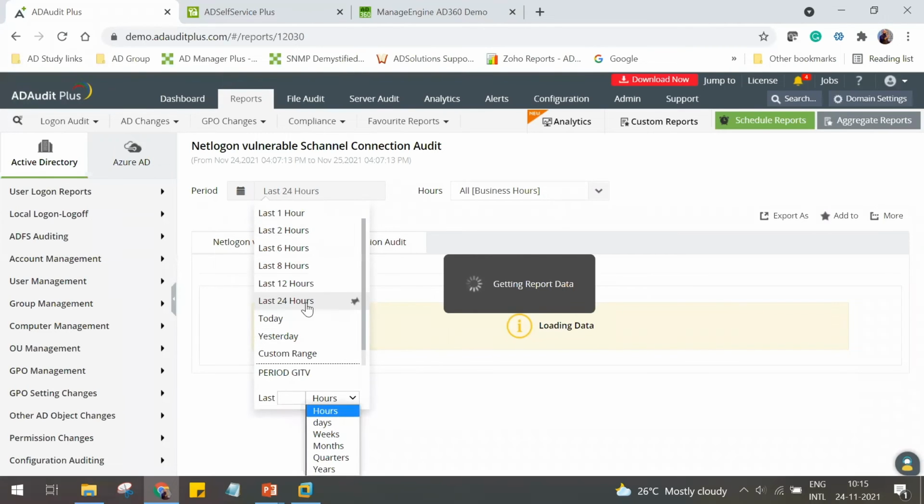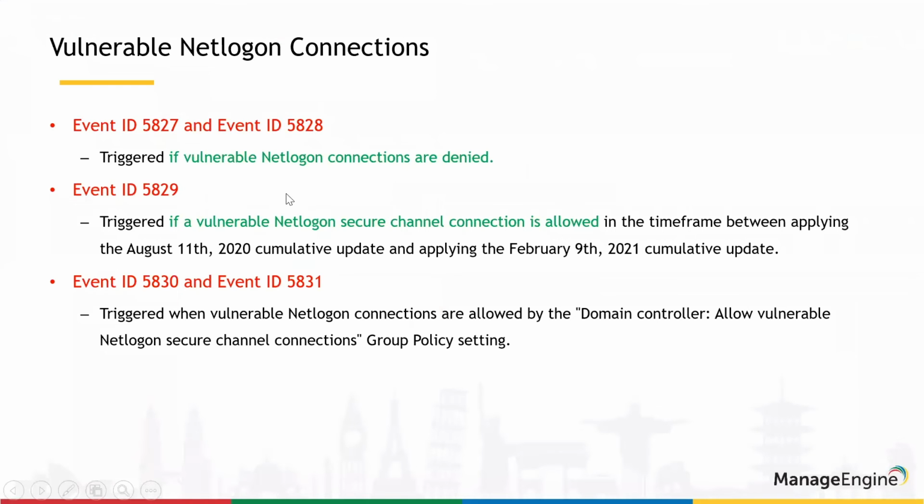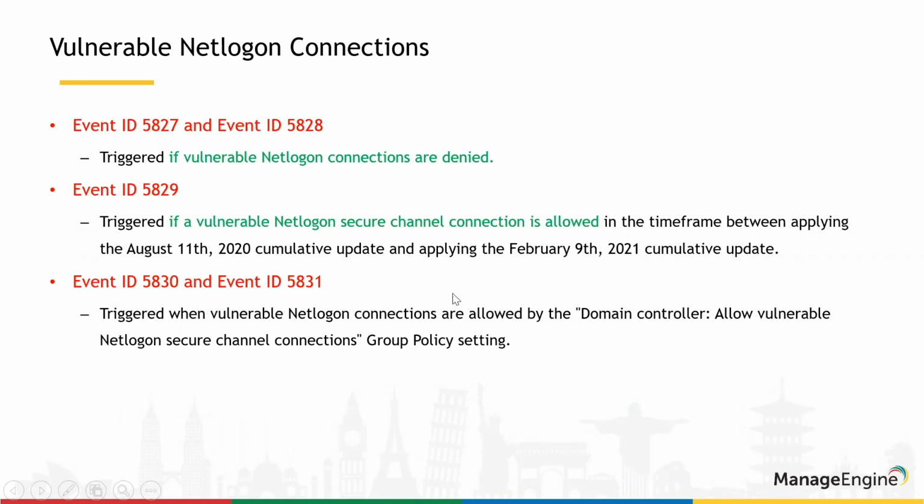So I want you to select the right time period and generate this report to find out whether you have VNC, okay? Because this is a domain controller level elevation of privilege vulnerability, and that's something serious. I'm 100% sure that most of you would have patched the vulnerability. If not, okay, it's worth generating the report. Okay, all right. Let me talk about something else here.